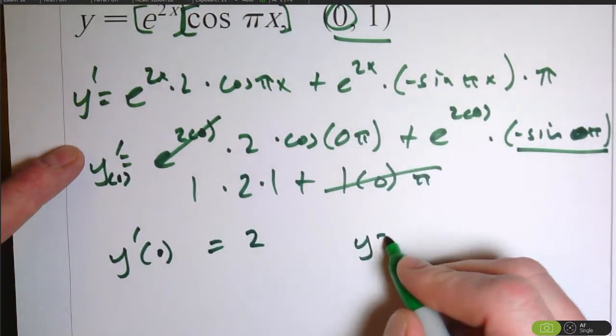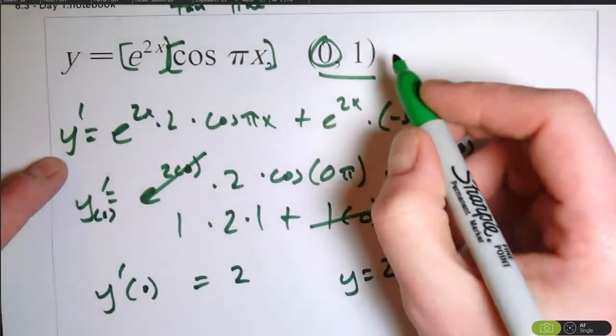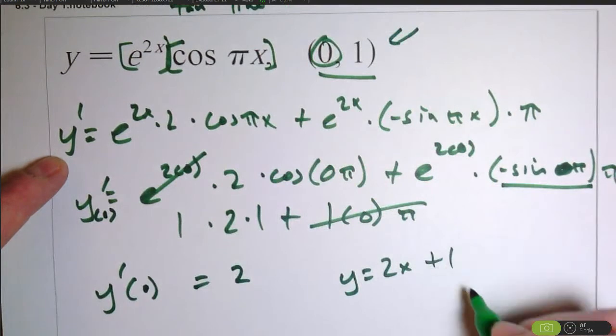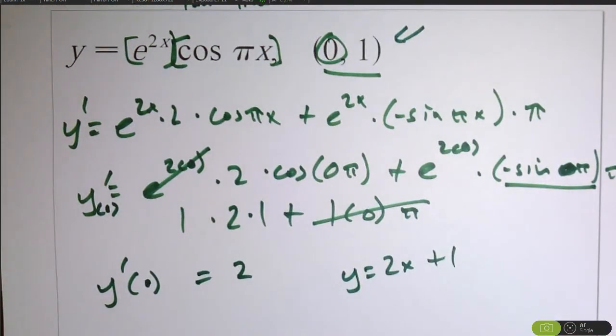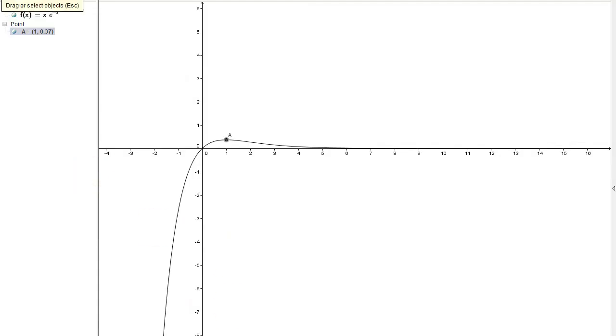So our line is y equals 2x plus b. Well, actually, they gave us the y-intercept here, plus 1. Okay. And let's take a look at that in the graph, because we can. f of x is e to the 2x times cosine of pi times x.